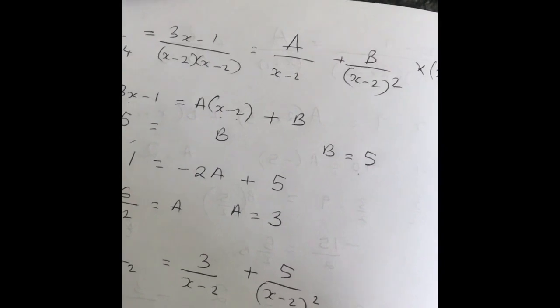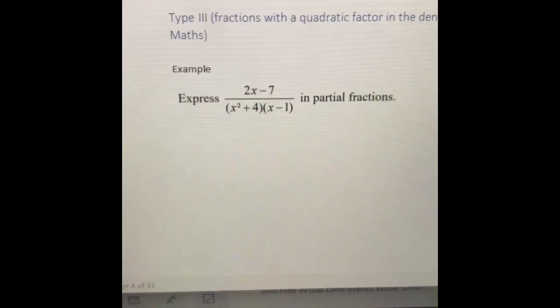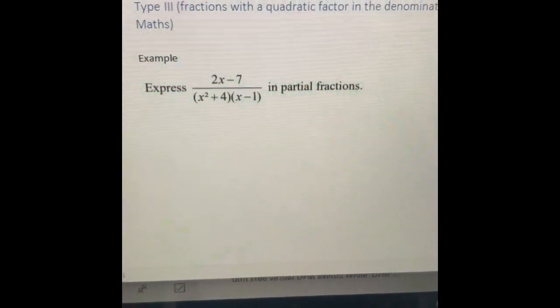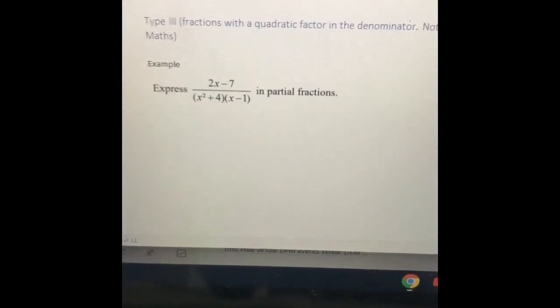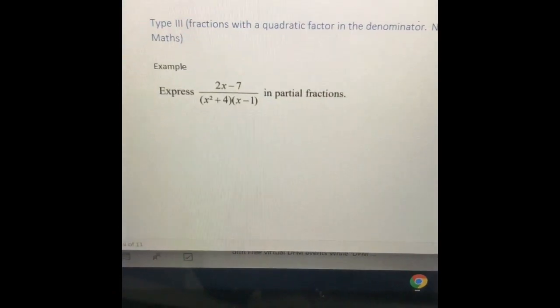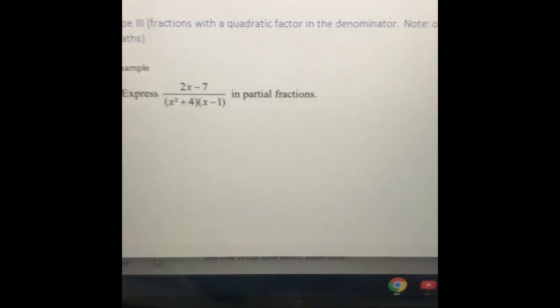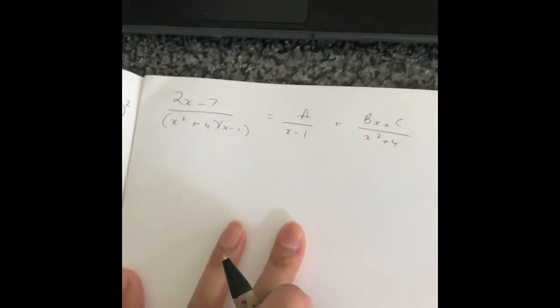The third type is where you have a fraction with a quadratic factor in the denominator. Okay, so when you have a fraction with a quadratic factor in the denominator, then this is how you would do it. Now, this is not in normal maths, sorry, it's only in further maths. So you'd have to set it out like this.